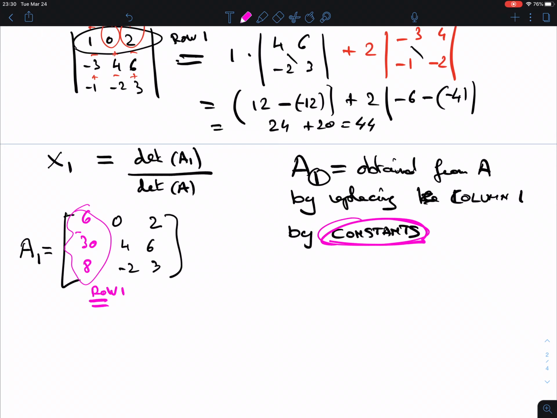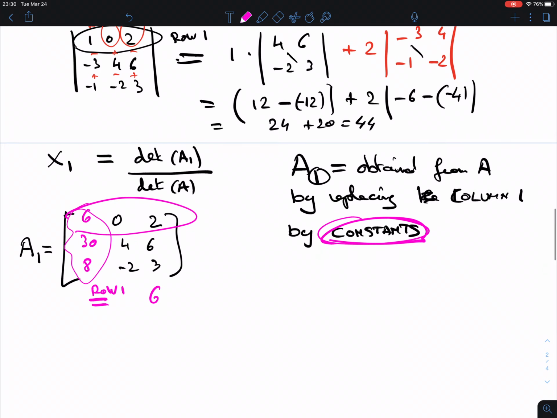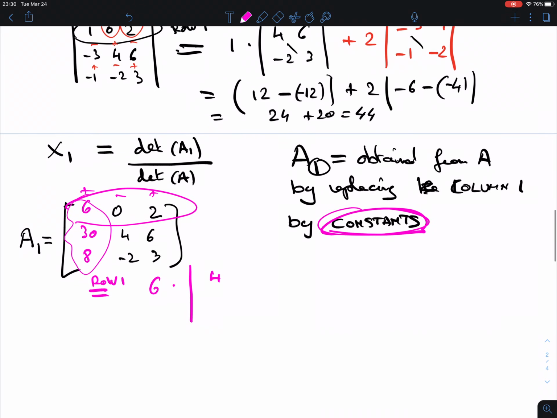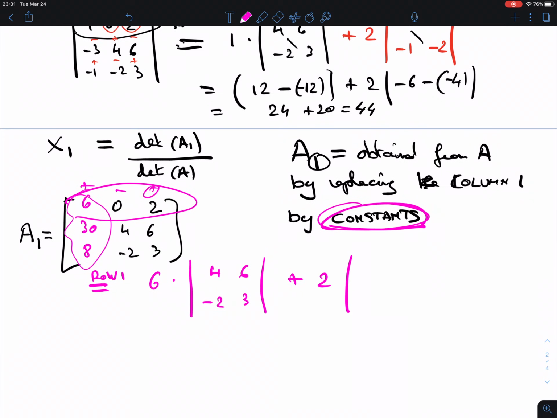So we expand again along this row. We get 6, remember, plus, minus, plus, so both will be pluses here. What is left is 4, 6, negative 2, 3. I hope you see this, right? This is this guy. And then plus 2, and what is left is negative 3, 4, and minus 1, minus 2.